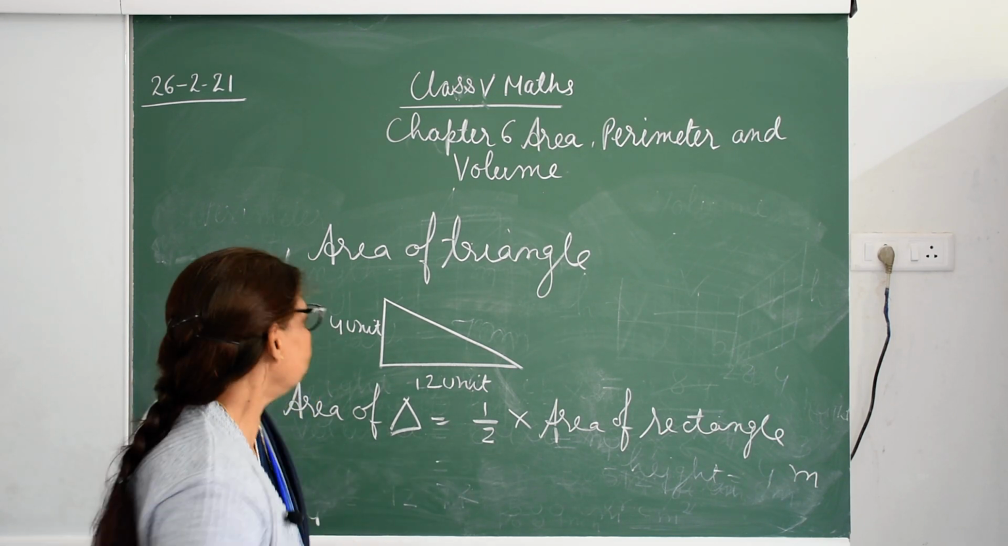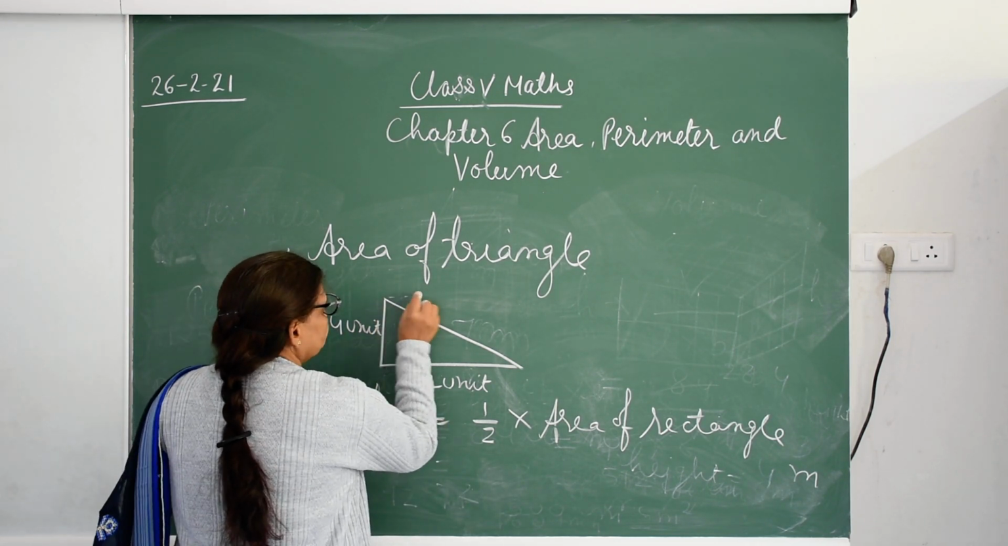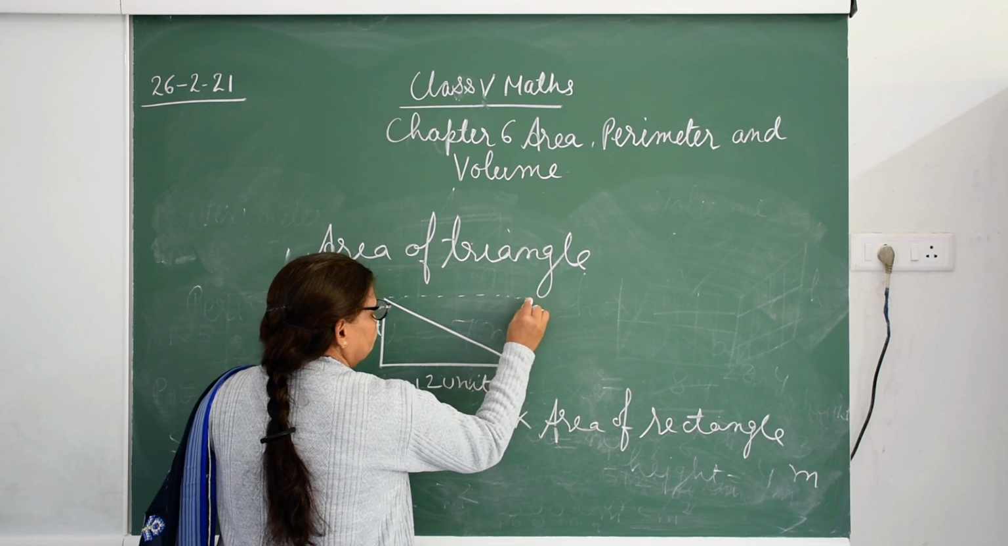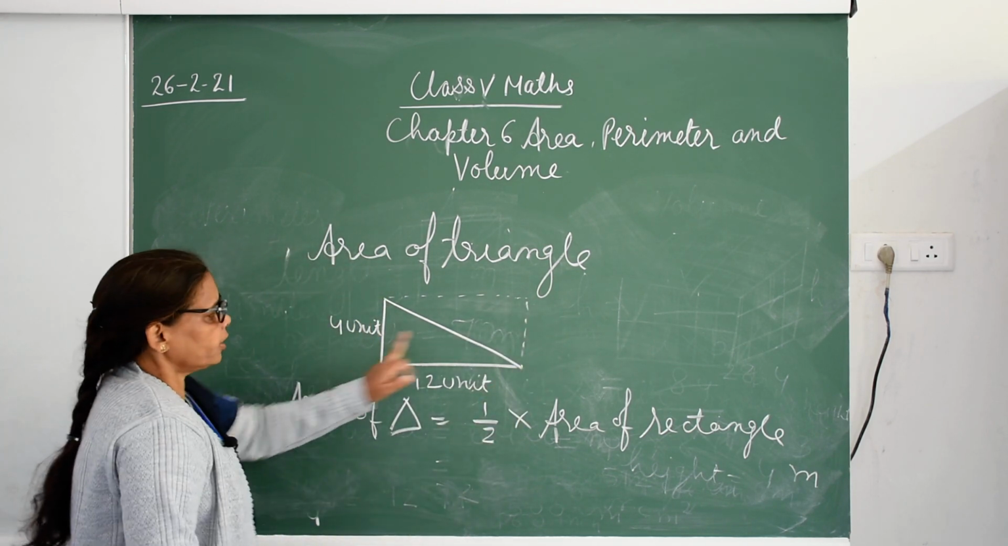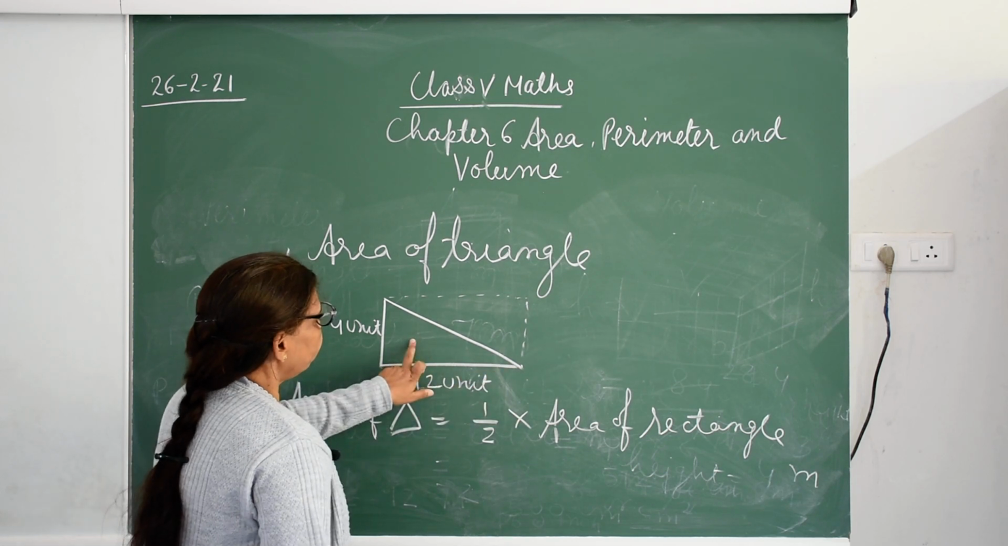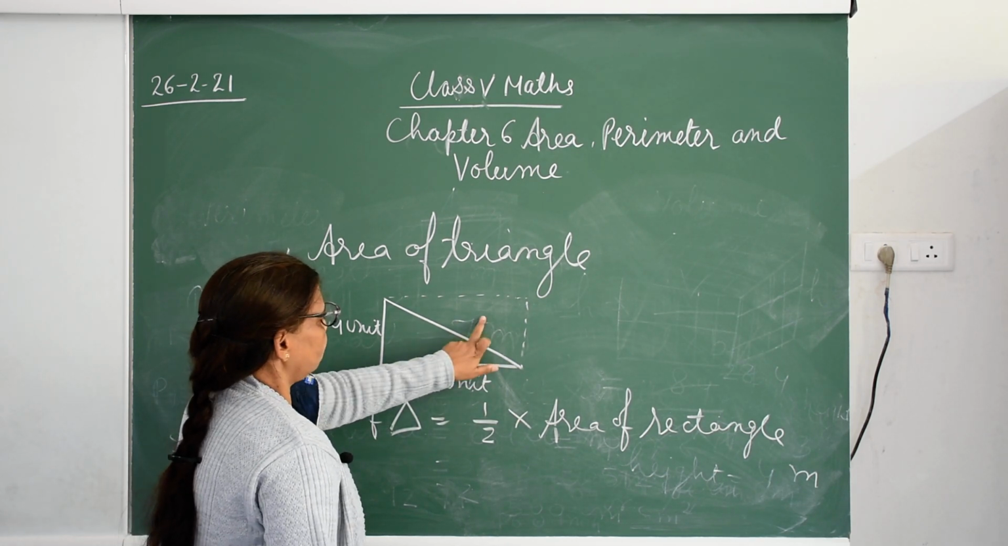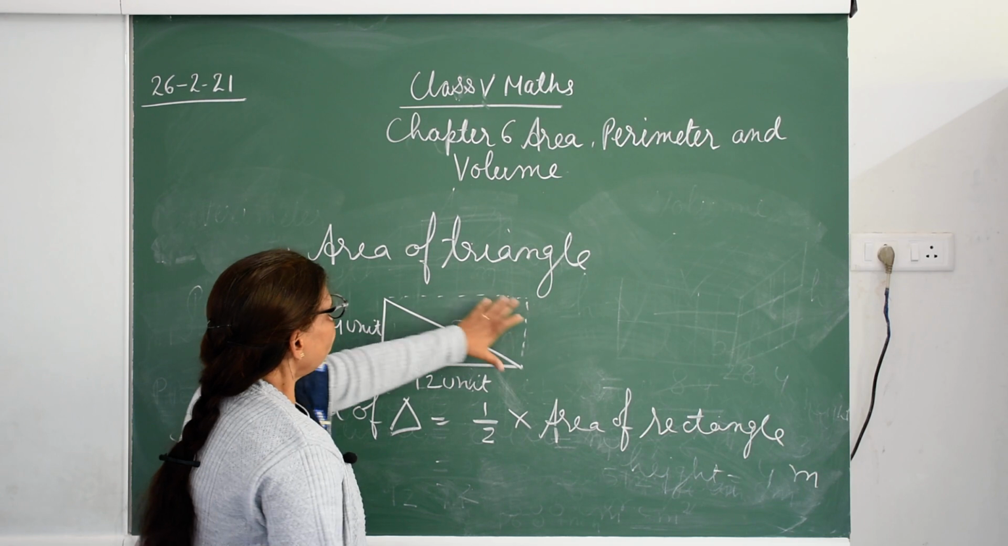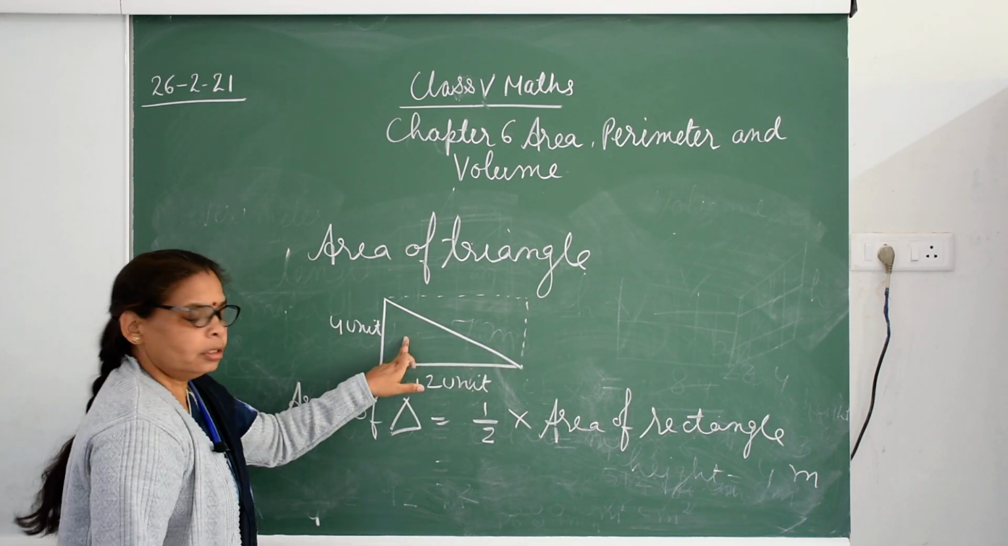Why is it half? Because when you make a rectangle, both the sides are equal. So when we make this triangle, two triangles are there, this and this. So the area of the triangle is half of the rectangle.